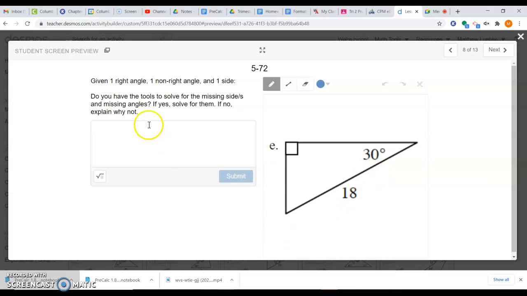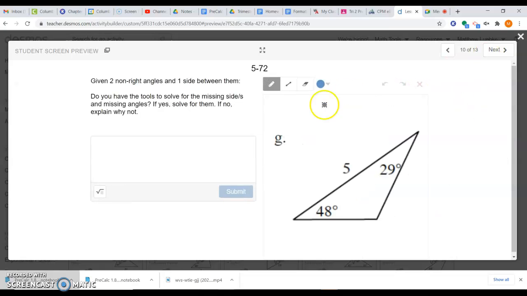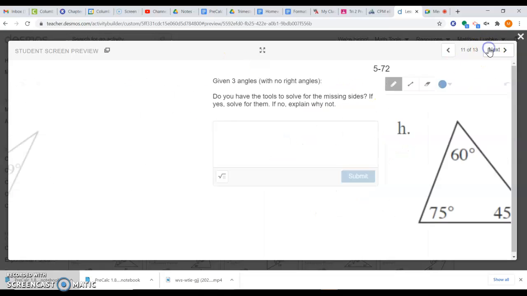This one may look familiar. Write down why it looks familiar. And then do you have the tools to solve for the missing angles and missing sides? Here, do you have the tools to solve for the missing angles and the missing sides? You're given two non-right angles and one side that's not between them. Same thing as we keep going here.